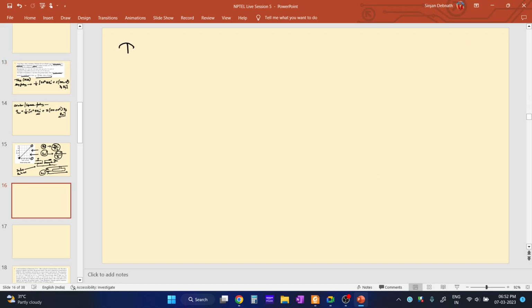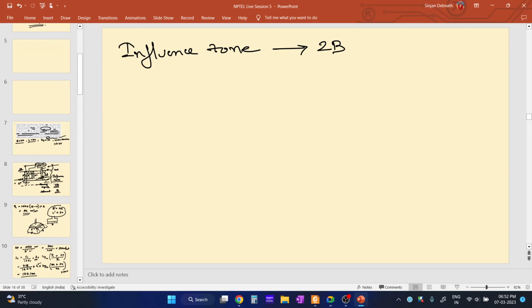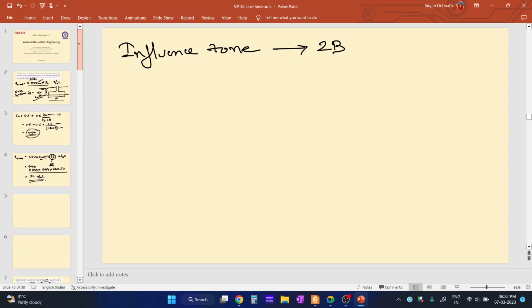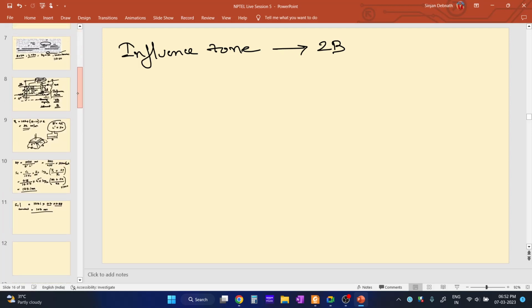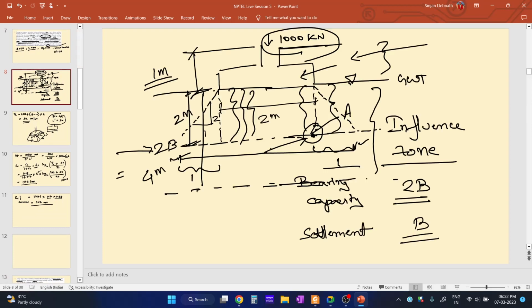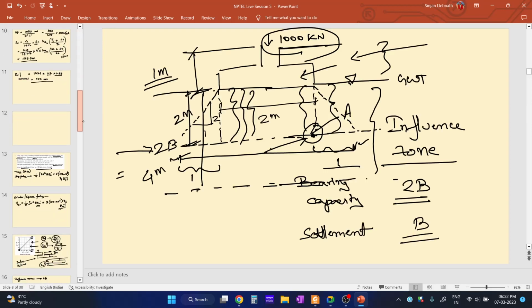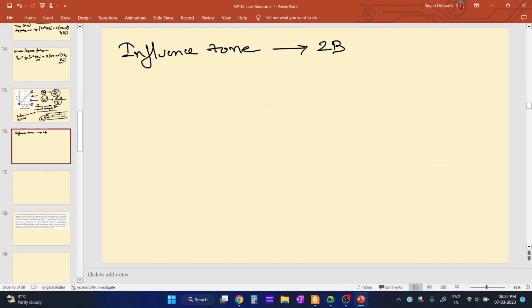So the influence zone is up to 2b. For a bearing capacity problem, it is 2b, I believe. So what is b? B is 3 meter, so that is 6 meter from the base of the footing, which is the influence zone.